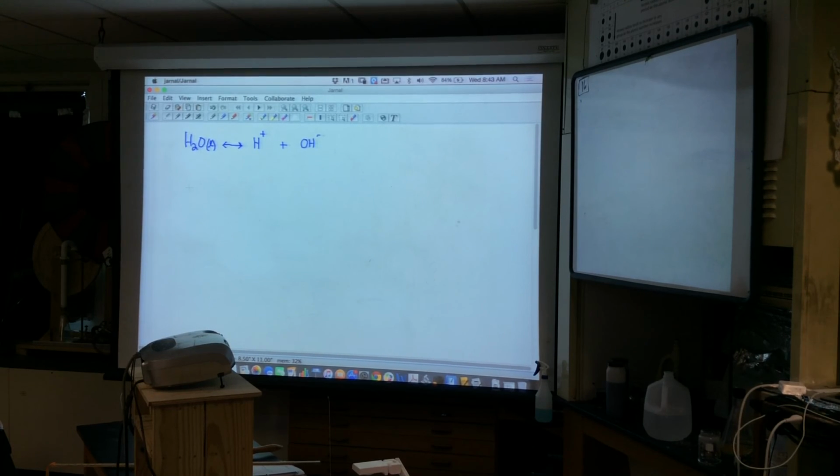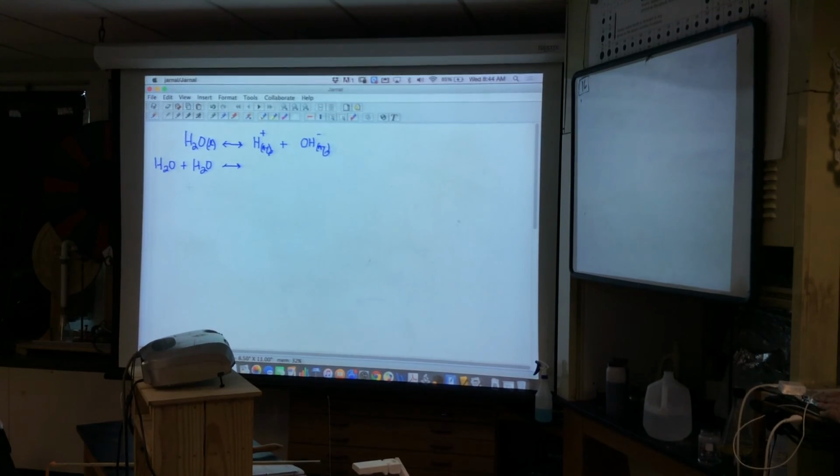Now, there's another way to write this autoionization equation. I can write H2O, two of them, so I will, H2O plus another H2O, and both of these are liquids, and these, of course, are ions in solution, aqueous. And you notice I'm drawing a double arrow to reflect that this is equilibrium.